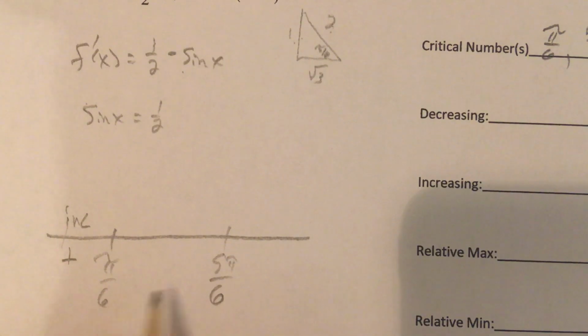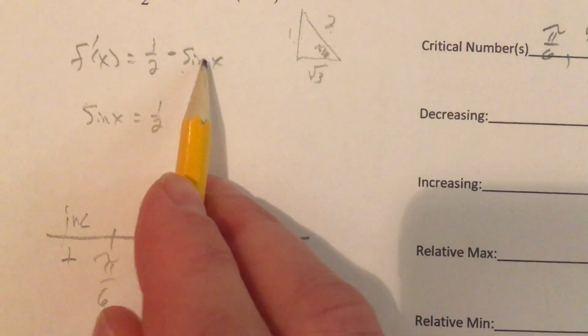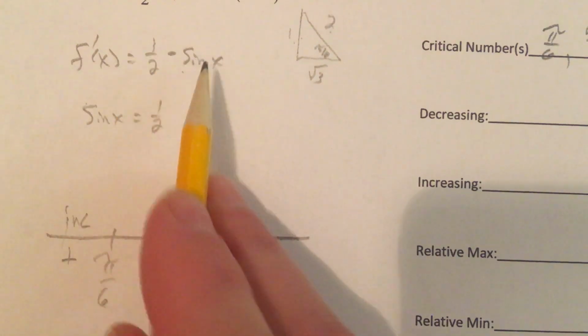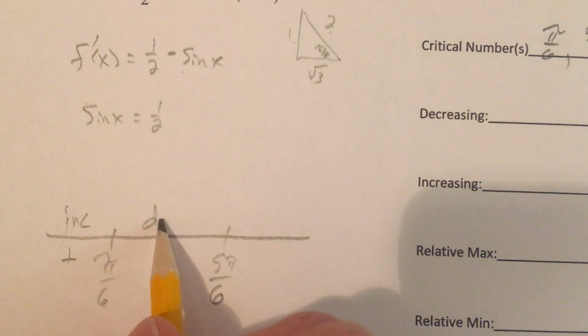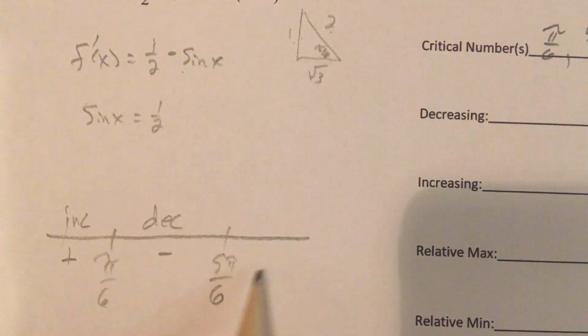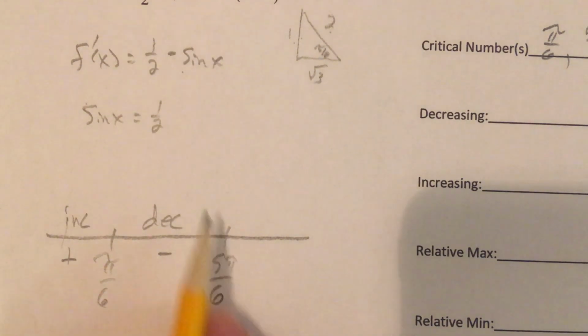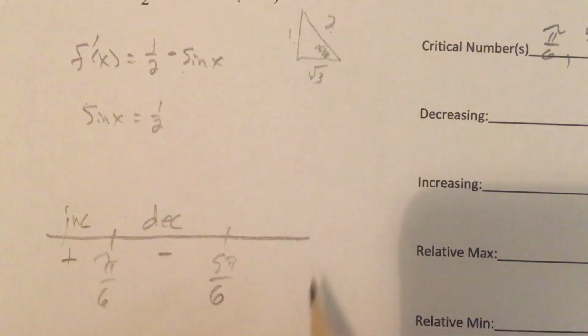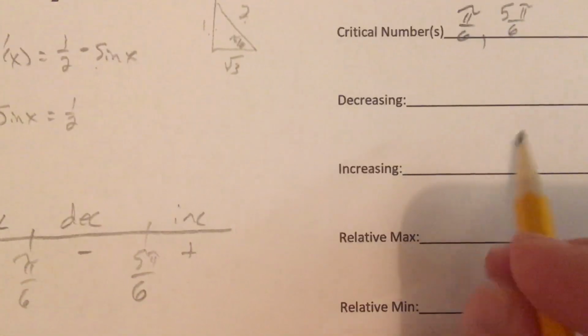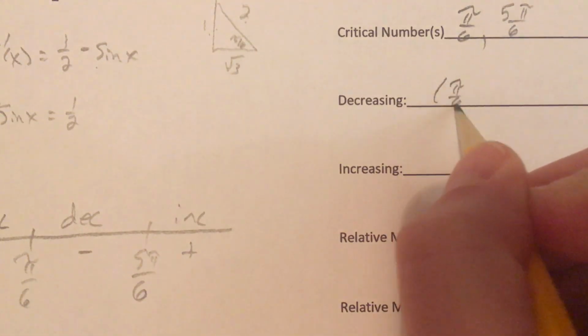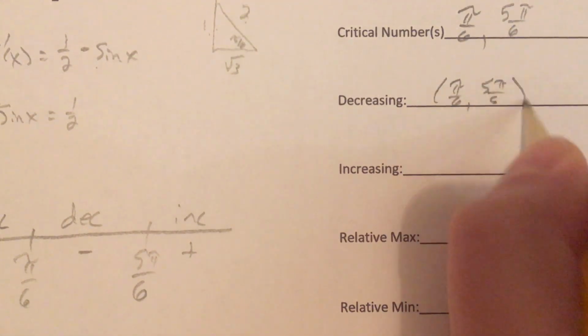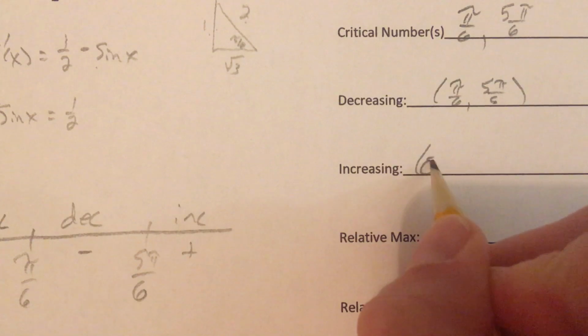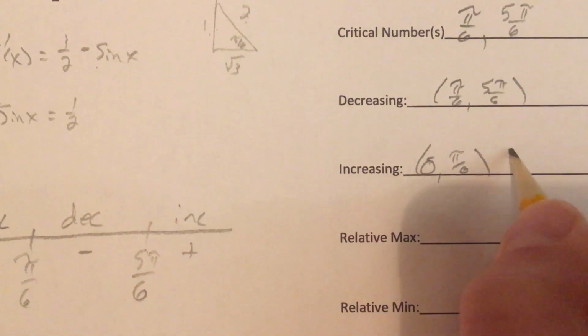In between pi over 6 and 5 pi over 6 is 3 pi over 6, which is pi over 2. The sine of pi over 2 is 1. 1/2 minus 1 is a negative. So our function is decreasing. And then if you pick, say, pi, which is bigger than 5 pi over 6, sine of pi is 0. We're going to get a positive there. Our function is increasing. So our function was decreasing from pi over 6 to 5 pi over 6, increasing from 0 to pi over 6, and 5 pi over 6 to pi.